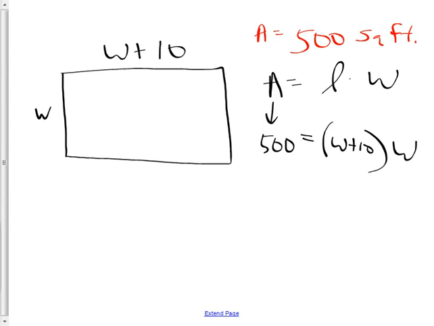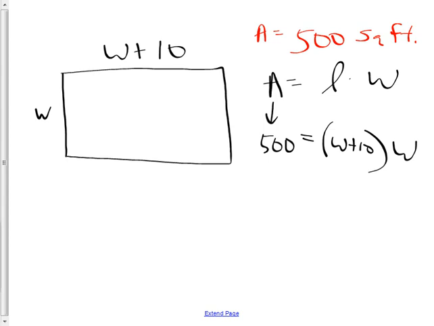Go ahead, take your calculator, graph both sides. Make sure you set your window high so that you can see the 500 line. And remember, the negative solution, you don't even bother looking at that, because can the side of a garden be negative length? No. So don't even bother with your negative solution.